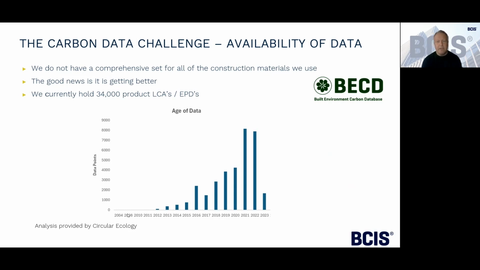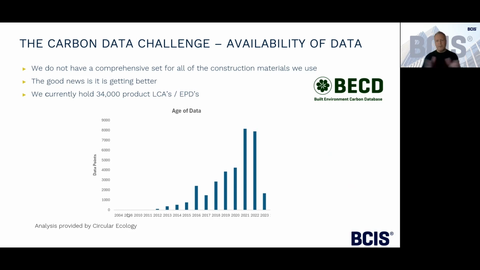The current snapshot of where we are with the Built Environment Carbon Database: those who remember it will know that there are two areas of it. One is asset data, project data, and the other is materials data. Within the BECD product database, we currently hold about 34,000 product LCAs and EPDs. Some of these stats and graphs have been produced by Circular Ecology, who've been supporting us on the project. So my thanks to Craig Jones and the Circular Ecology team for pulling some of these together for us today.